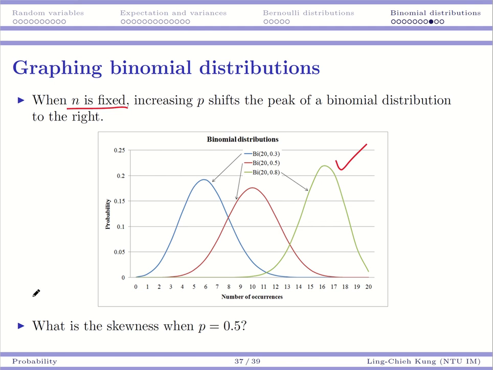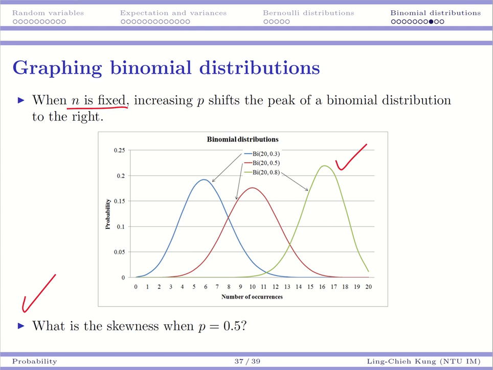Here we have an additional question asking you about what's the skewness when p is 1/2. Well, when p is 1/2, your distribution is of course symmetric, because everything is 1/2, 1/2. You have some probability to lose, some probability to win, 1/2, 1/2.